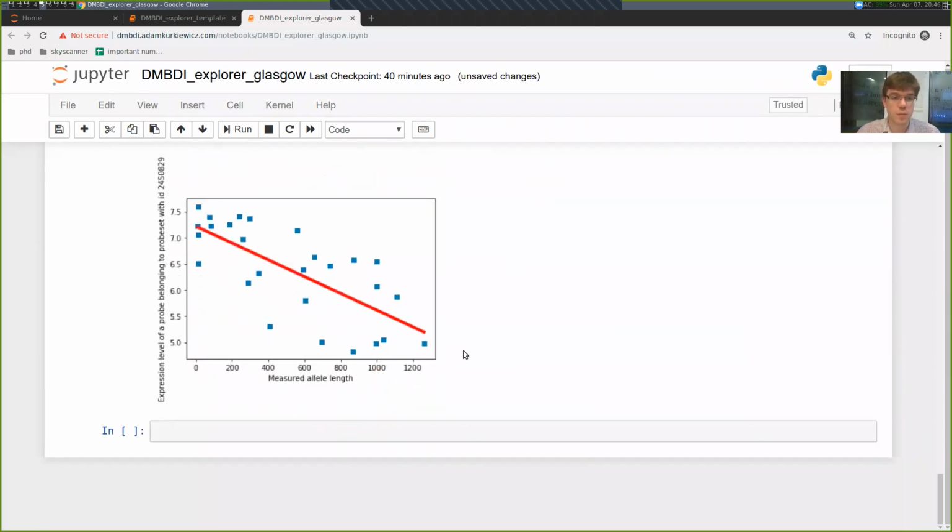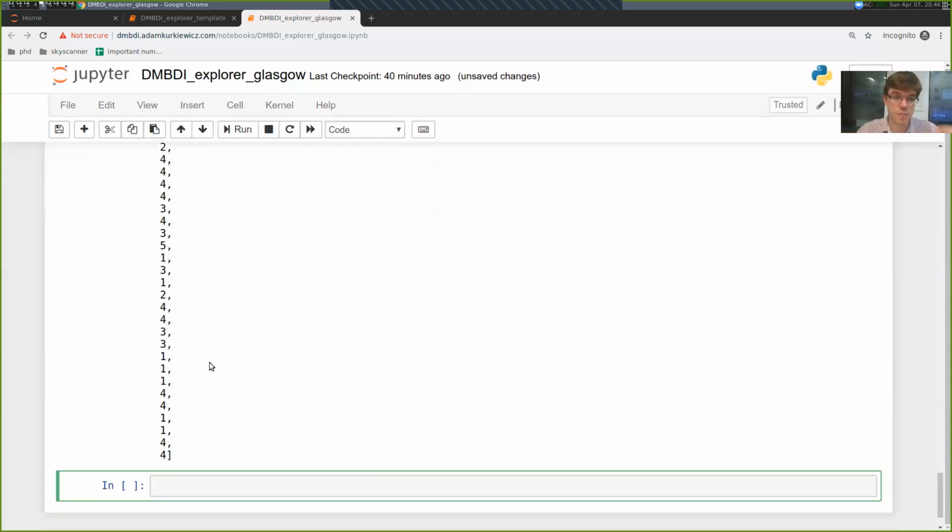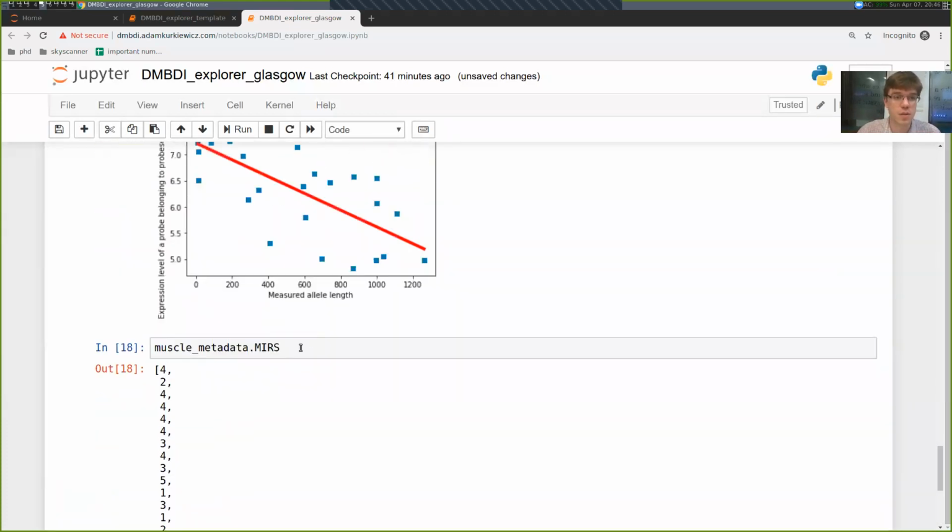Other things that we can do with the data set: because measurements of miRs have also been taken, we can access that and use that in our linear regressions. So we could do muscle metal and miRs, and that gives us the miR scores for all the participants.